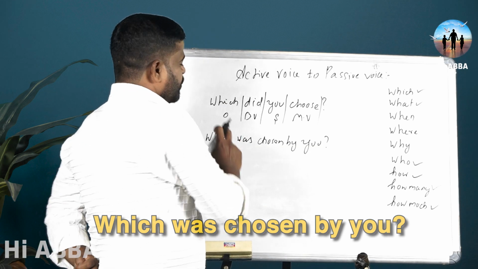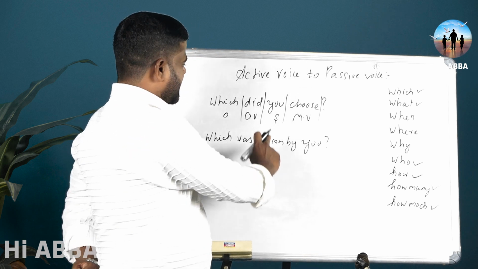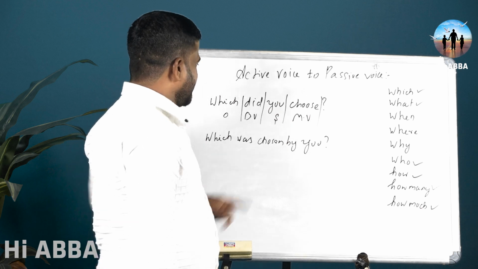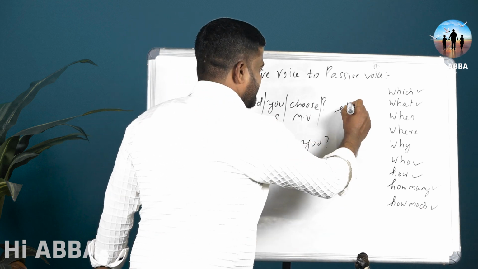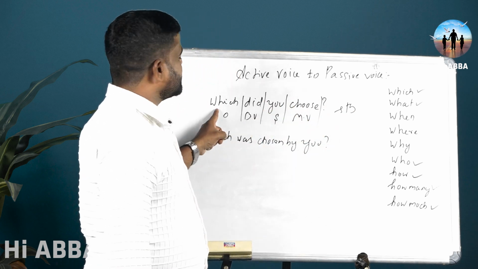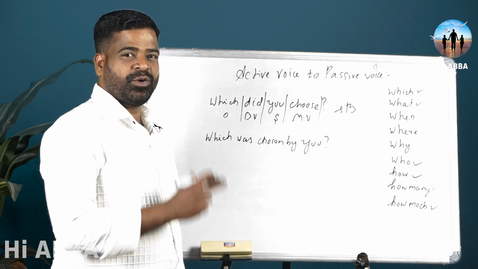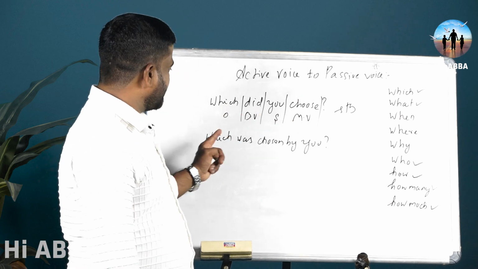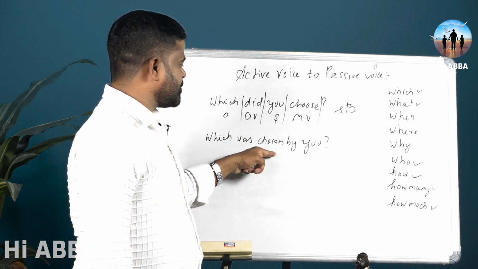Now this WH question itself is becoming the object. Let us say, which did he choose? He chose something, and that something is actually supposed to be the object, but we are questioning that something. That is what is questioned here. So now that something is questioned by which, so that which is becoming the object. Therefore we consider that as the object and we change it into passive voice.